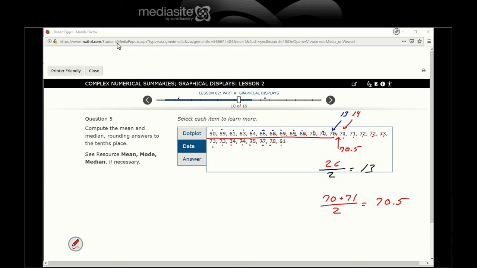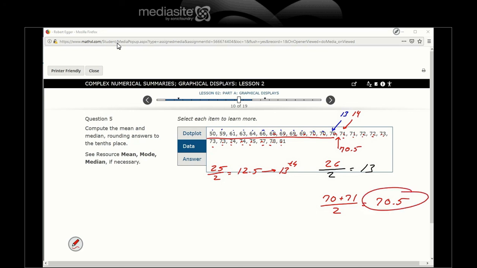If by chance it was, say, only 25, let's just say it was only 25, so we have a half a number. What we'll do is round up to the 13th value, and that number is the center, which means you have 12 to the left and 12 to the right. Okay. So there's our median, 70.5.